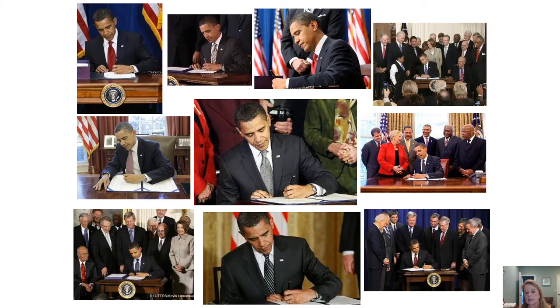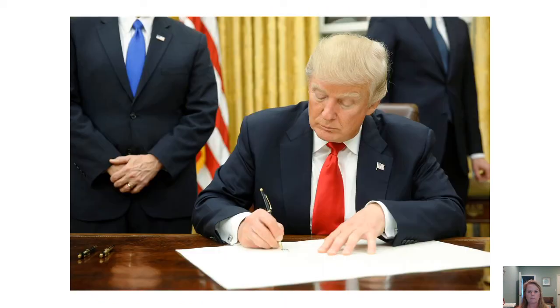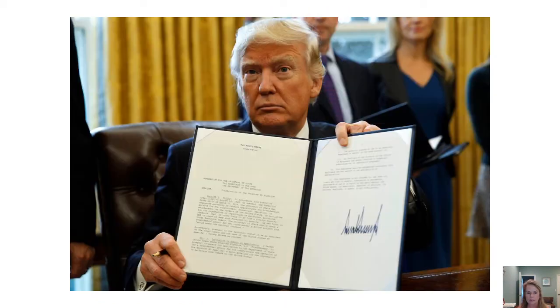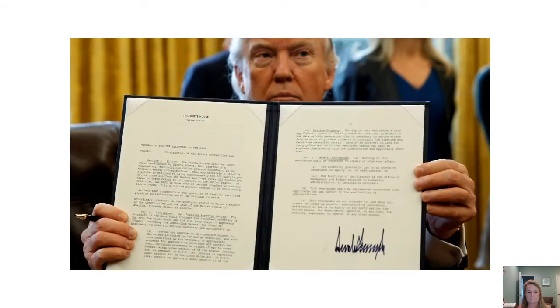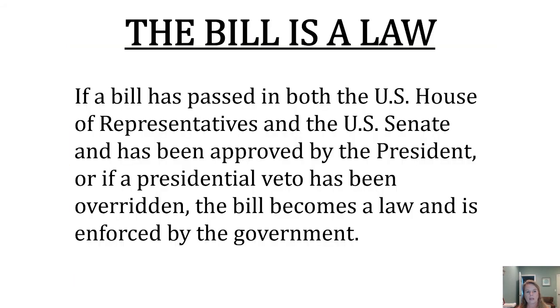So here's the President signing. This is our former President Obama. Current President Trump here signing bills into law. If a bill is passed in both the U.S. House of Representatives and the U.S. Senate and has been approved by the president, or if the presidential veto has been overridden, the bill becomes a law and is enforced by the government.